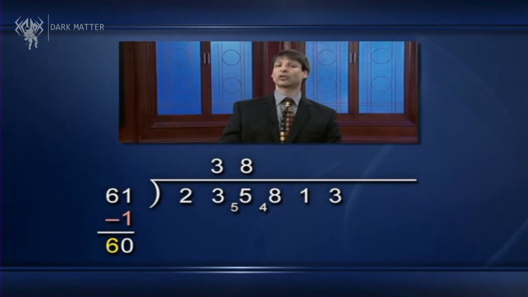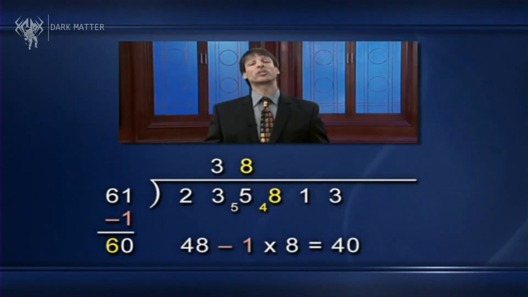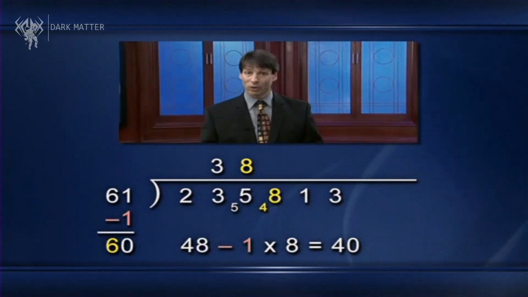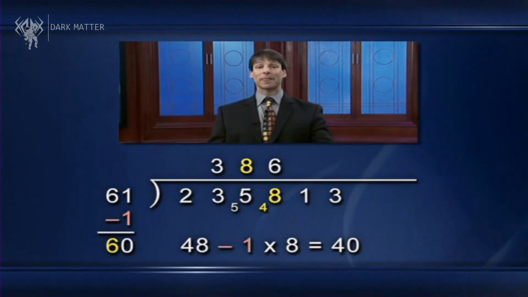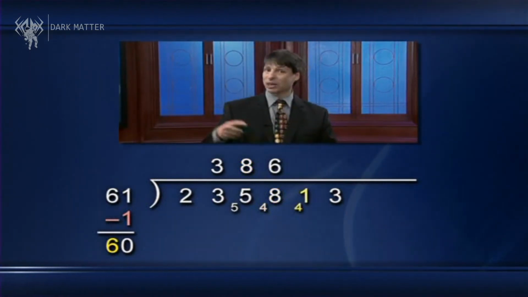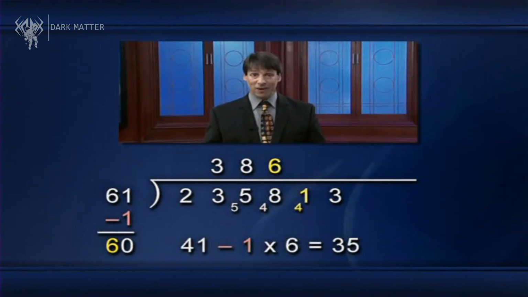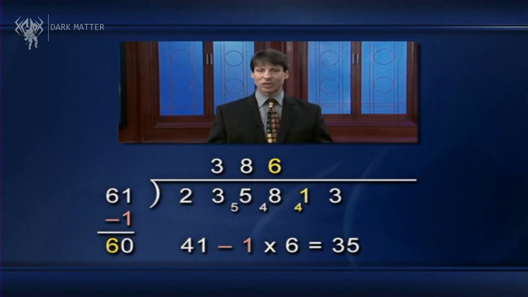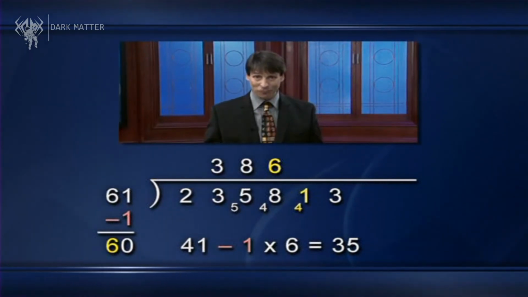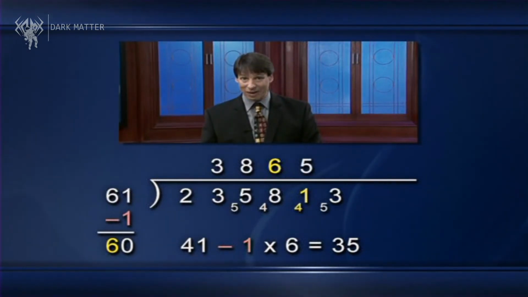Now we do 6 into what? 48 minus 8. 6 goes into 40 6 times with a remainder of 4. So the 6 goes up and the 4 goes down. Next we do 6 into what? Not 41, but 41 minus 6, 35. So 6 goes into 35 how many times? 5 times with a remainder of 5. So the 5 goes up and the remainder 5 goes down.